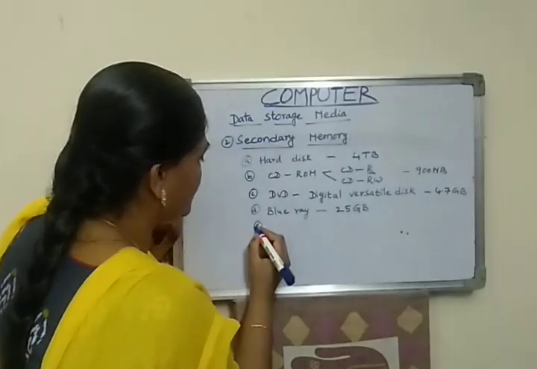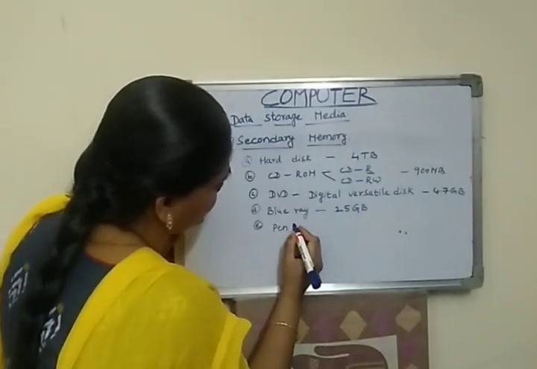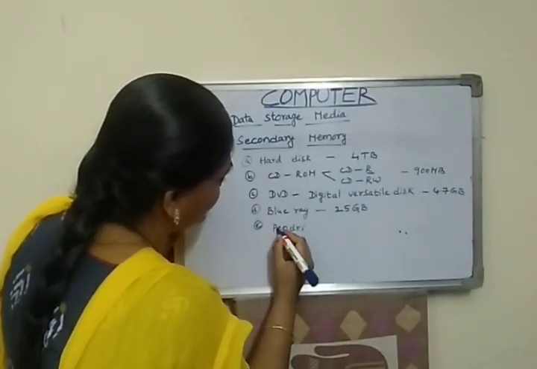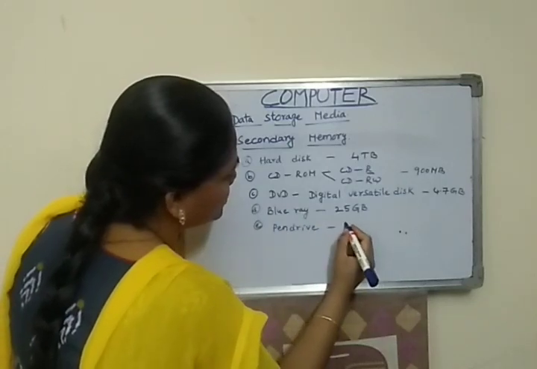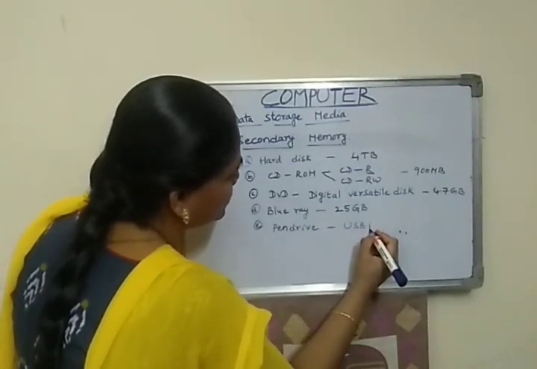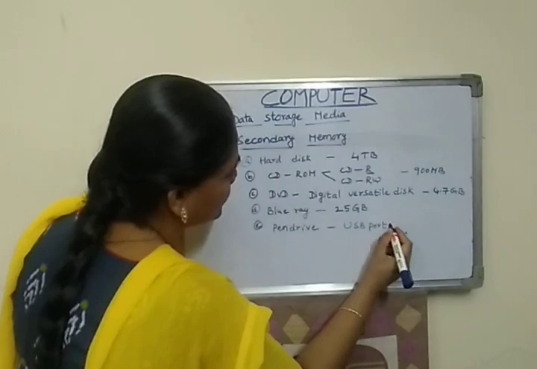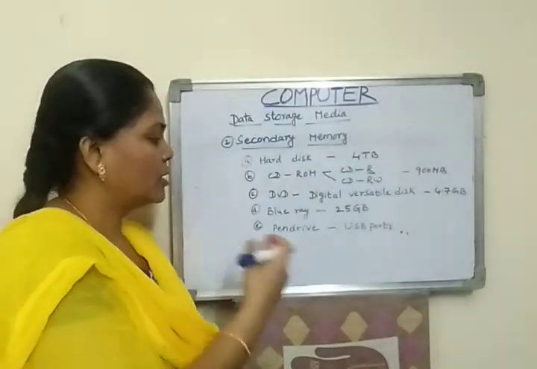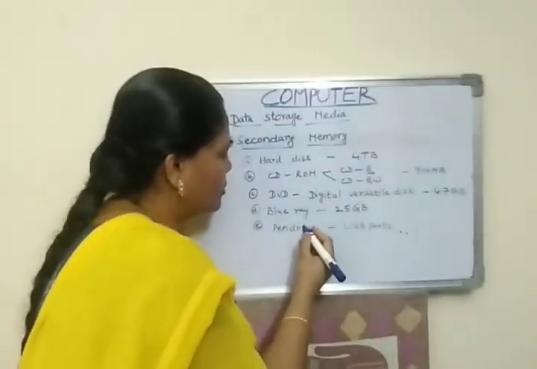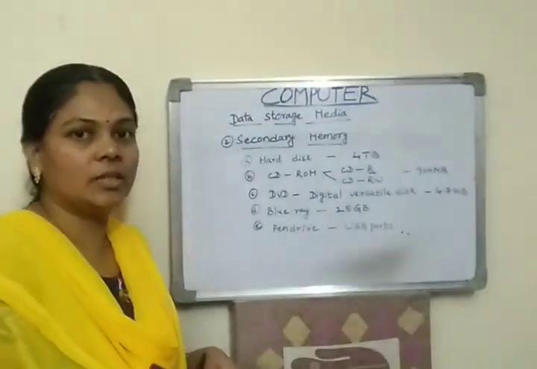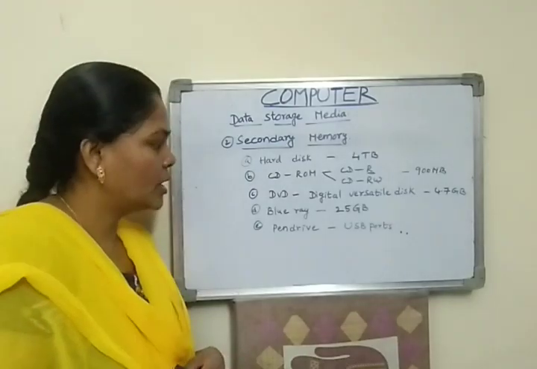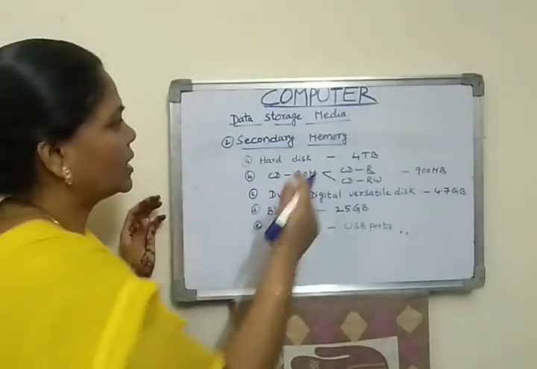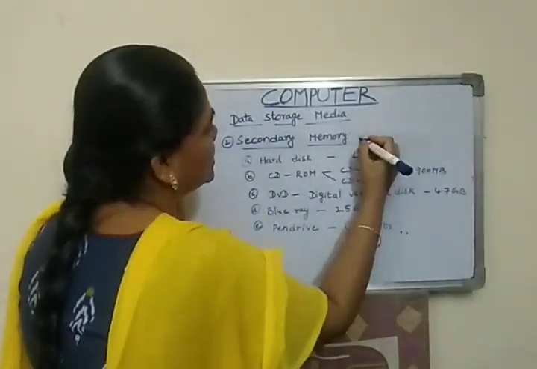Last one is pen drive. This pen drive is connected to the computer using USB ports. In those USB ports we can connect the pen drive and you can copy the information. You can make changes to it anywhere. You can copy it to another system and make changes to that information. These are the secondary memory devices.